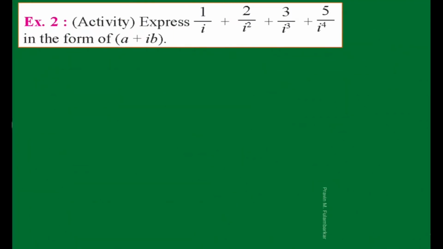Now we see one activity. See here, express 1 upon i plus 2 upon i square plus 3 upon i cube plus 5 upon i raised to the power 4 in the form of a plus ib. So first we write this 1 upon i as 1 into 1 by i, plus 2 upon i square as 2 into 1 by i square, plus 3 into 1 by i cube, plus 5 into 1 upon i raised to the power 4.